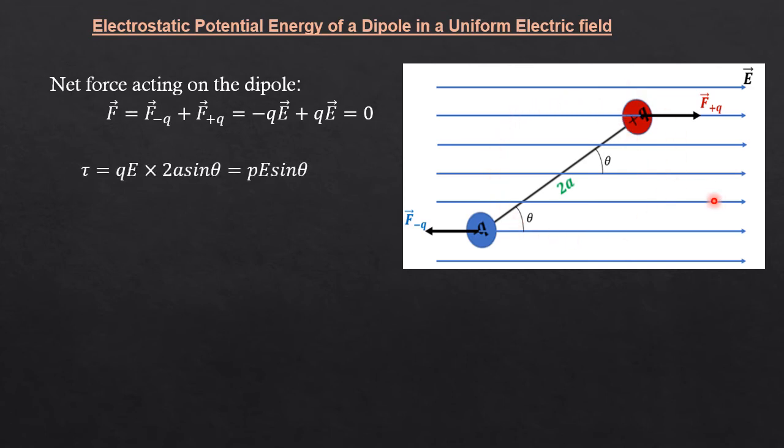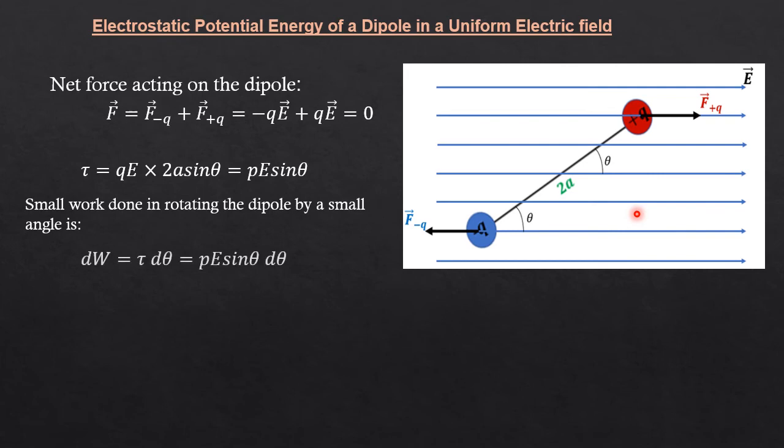So here the motion of the dipole is nothing but rotational motion, and the torque is given by force into perpendicular distance. So the magnitude of any one force, that is qE, into this perpendicular distance, which we have already done, is 2a sin theta. So you have q into 2a, which can be written as p, therefore pE sin theta. Now let's calculate a small work done to rotate the dipole by a small angle d theta. From the expression we have dW is equal to tau d theta. Let's substitute the value for tau, that is pE sin theta d theta.